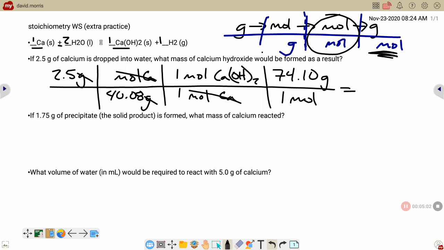And if I work this out, it should give me the answer that I'm supposed to get. In grams, it's calcium hydroxide still, that's why I didn't cross out that part of the label. So what's 2.5 times 74.10 divided by 40.08? You can do it in whatever order you want. You can go 2.5 divided by 40.08 and then multiply by 74.10. I got 4.6. I only need 2 significant figures, so we'll change that to just 4.6.